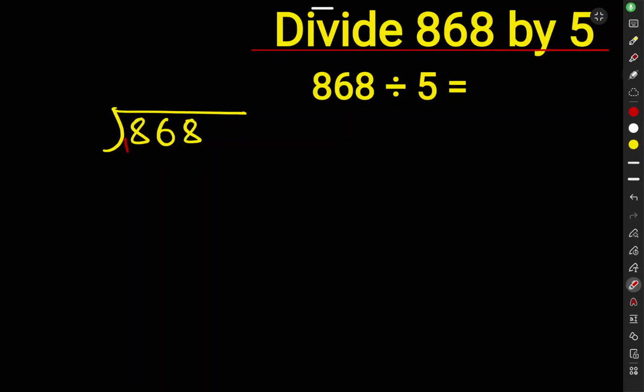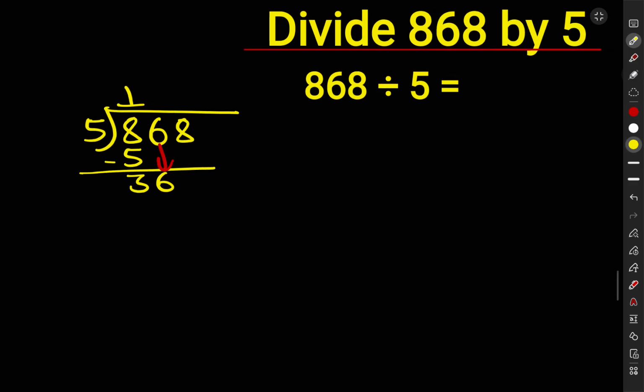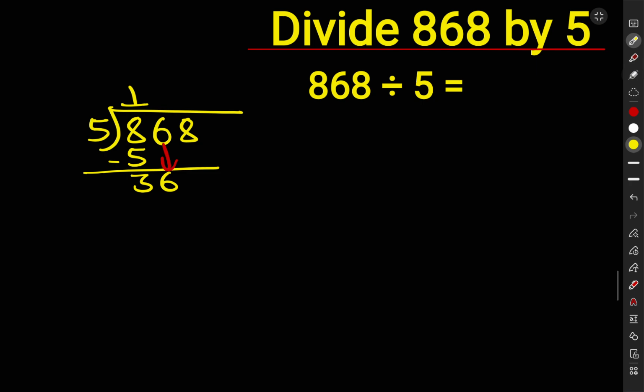We divide 868 by 5 in long division method. 5 times 1 is 5. On subtracting we get 3. So now we put down this 6 and it is 36.